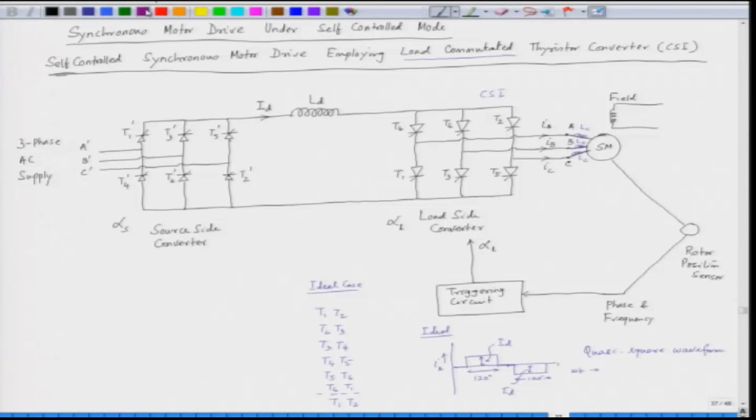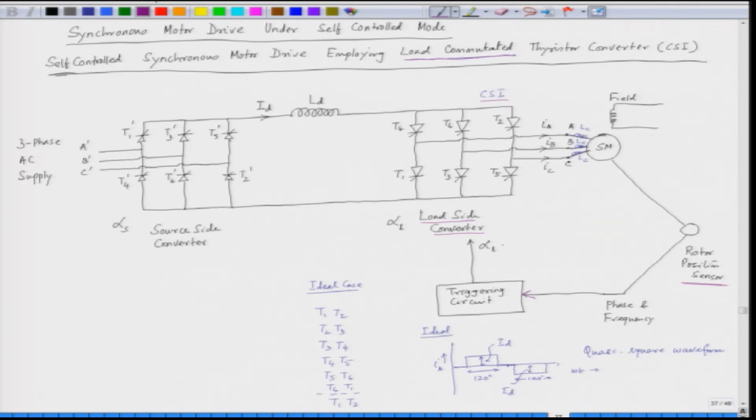Now, in the load commutated synchronous motor drive, what we saw is that the synchronous motor is connected to a load side converter, and this is a CSI or a current source inverter. The synchronous motor is operated with a closed loop rotor position feedback. So, we have a position sensor which gave the feedback to control the load side converter.